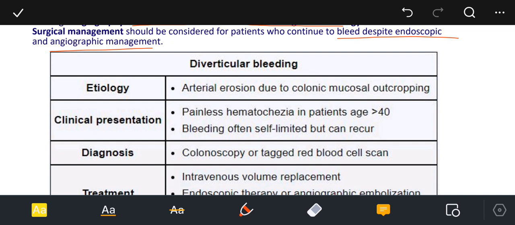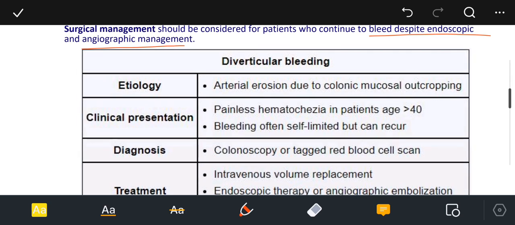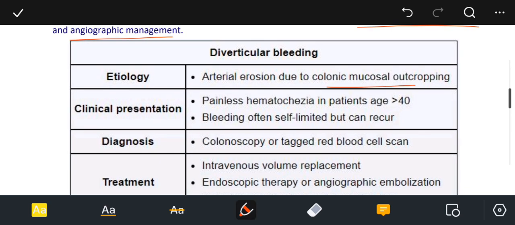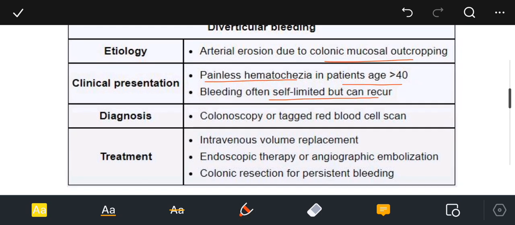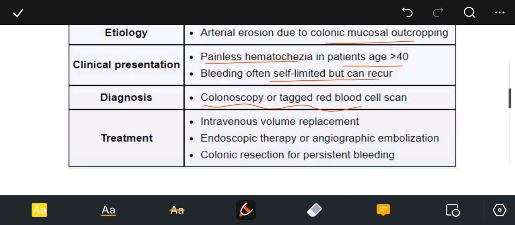Diverticular bleeding etiology: arterial erosion due to chronic mucosal outpouching. Clinical presentation is painless hematochezia in patients aged more than 40. Bleeding is often self-limited but can recur. Diagnosis is by colonoscopy or tagged red blood cell scan. The treatment is intravenous volume replacement, endoscopic therapy or angiographic embolization. Colonic resection for persistent bleeding can also be done.